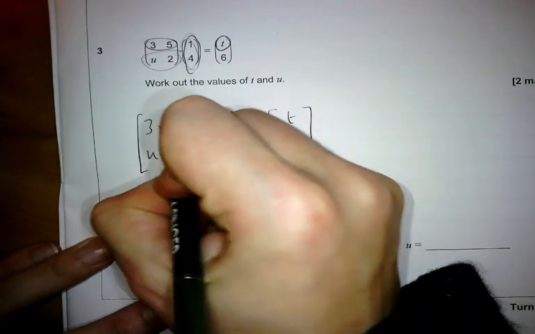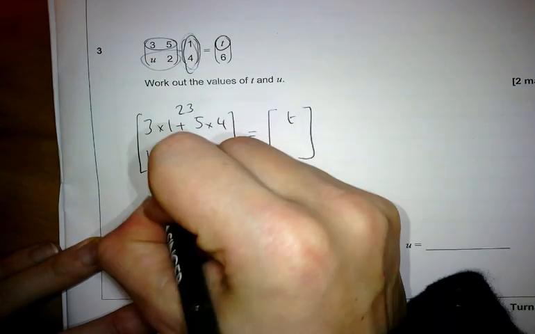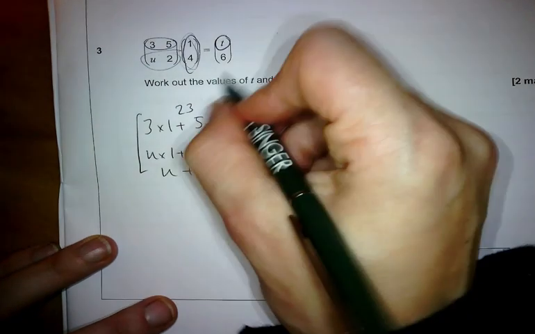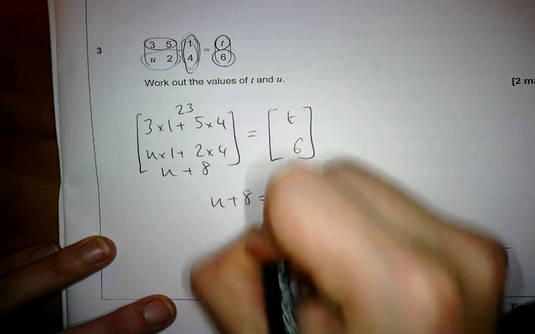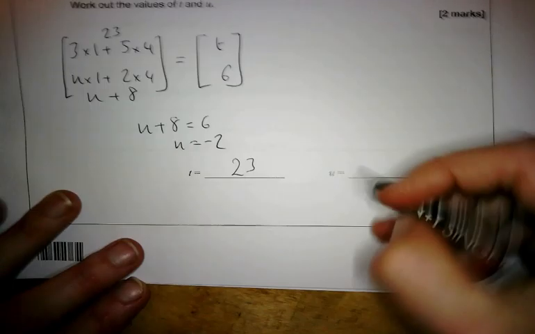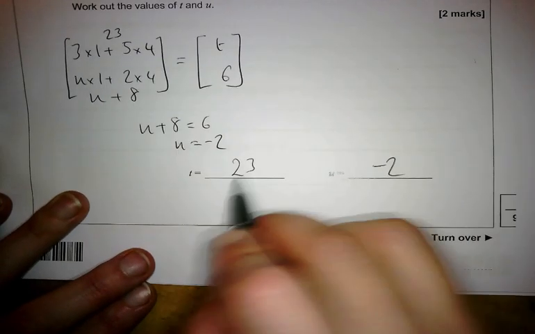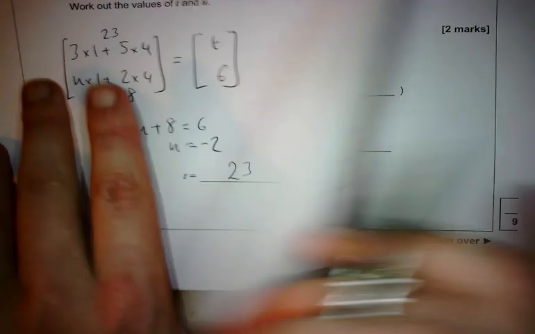And then bottom row times column, so that's u times 1 plus 2 times 4, so that's u plus 8, must equal bottom element 6. So u plus 8 is equal to 6, so u is negative 2. You'd get 1 mark for each of those values.